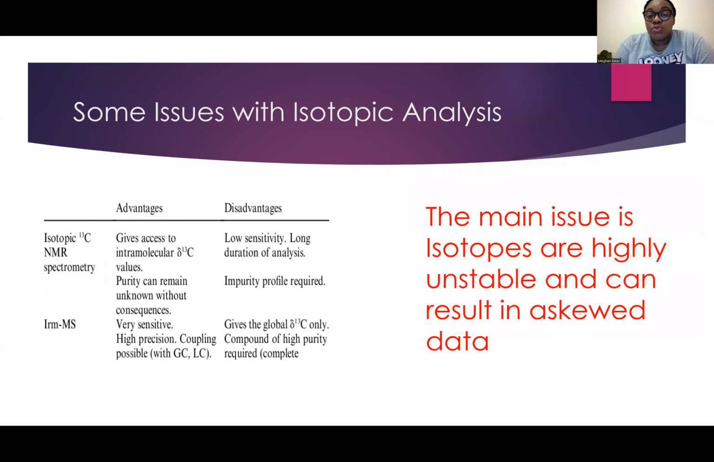Some of the issues with the isotopic analysis are its low sensitivity, the long duration of the analysis, it takes a long time, and the impurity of the profile that is required. So a pure profile is not required, so pure pollen spores were not required. And it gives the global Celsius only sounds, on sign only. So it's the compounding of a high purity. It is required to use that analysis.